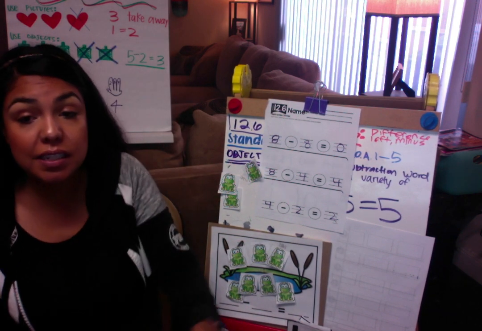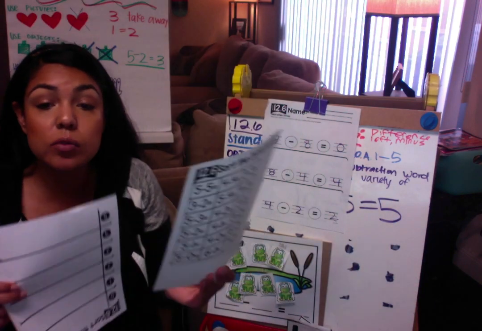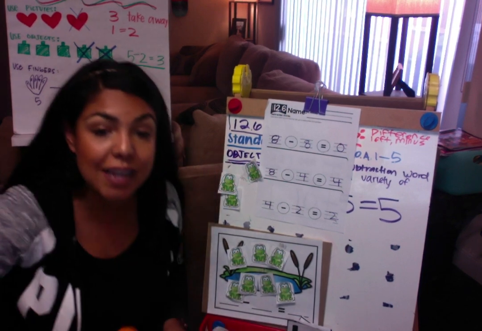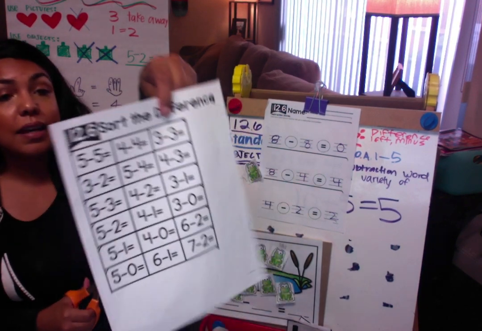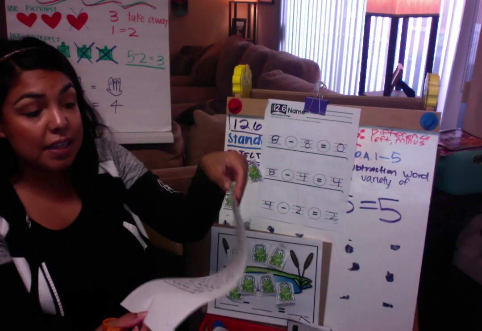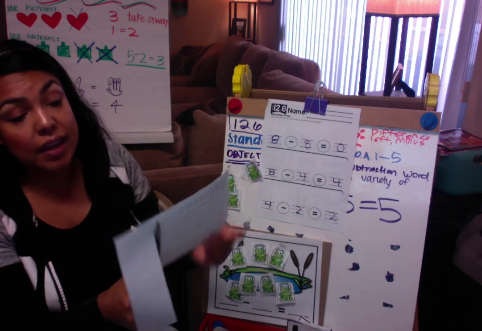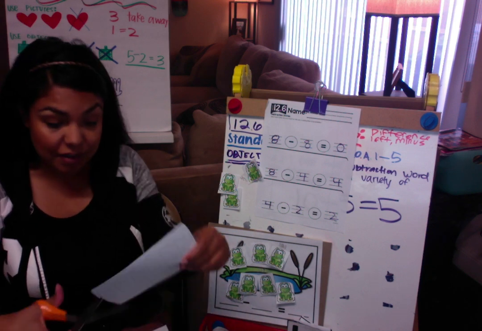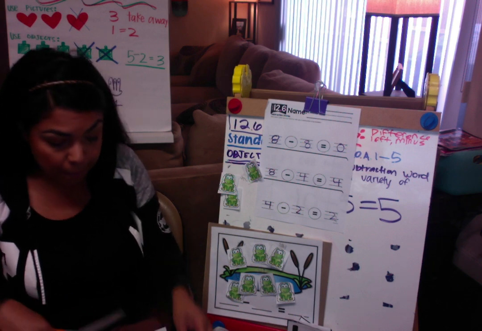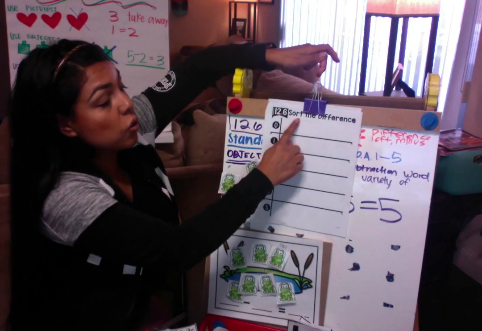Now, with your partners, you will do the following. You will cut these out, and just watch how Miss D is going to do it, so when you do it at home, you are able to do it. It's called sort the difference. You will cut these out. Not yet, you will do this for homework with your partner. You will have a worksheet called Sort the Difference.